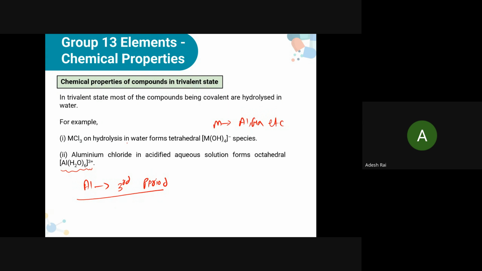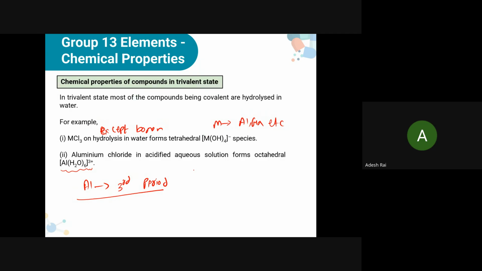When I'm saying that MCl3 on hydrolysis in water forms tetrahedral M(OH)4 minus species, what do I mean by this? I mean that I'm talking about aqueous solution of metals. Not boron, except boron. Is that clear to everyone? So please remember that boron will not undergo hydrolysis to form tetrahedral species. Is that clear or not?